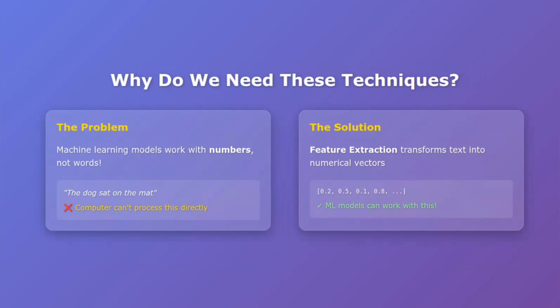Here's the problem. Machine learning models work with numbers, not words. They need numerical inputs to learn patterns and make predictions. But our text data, it's just text. When we have a sentence like, "The dog sat on the mat," a computer can't process this directly. It needs numbers. That's where feature extraction comes in. We transform text into numerical vectors, arrays of numbers that capture information about the text. These vectors are what machine learning models can actually work with.